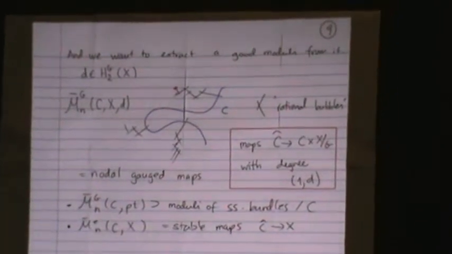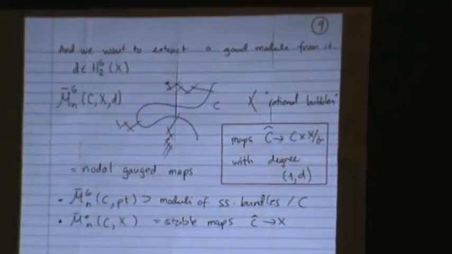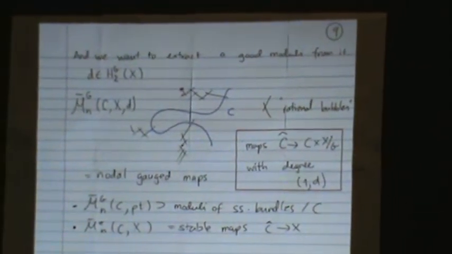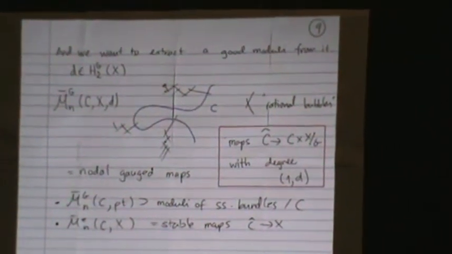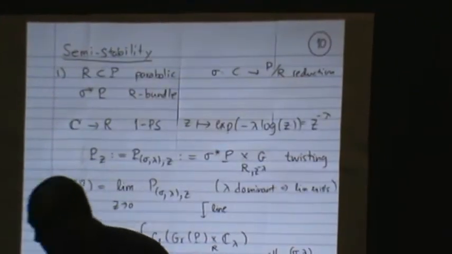In particular, this moduli space is actually quite large. It will contain the moduli of semi-stable bundles, for instance, G bundles on the curve C, and the moduli of stable maps as well. So it's a very large moduli space.